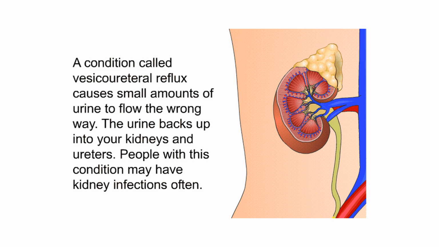A condition called vesicoureteral reflux causes small amounts of urine to flow the wrong way. The urine backs up into your kidneys and ureters. People with this condition may have kidney infections often.